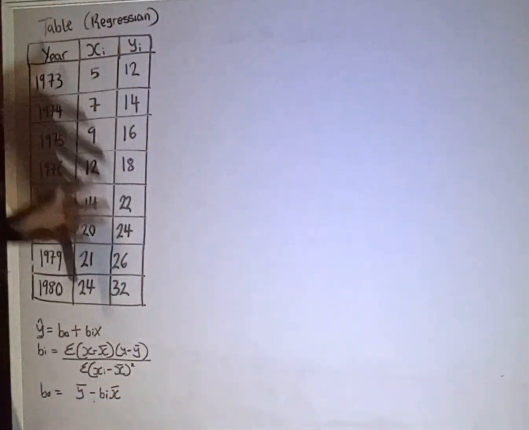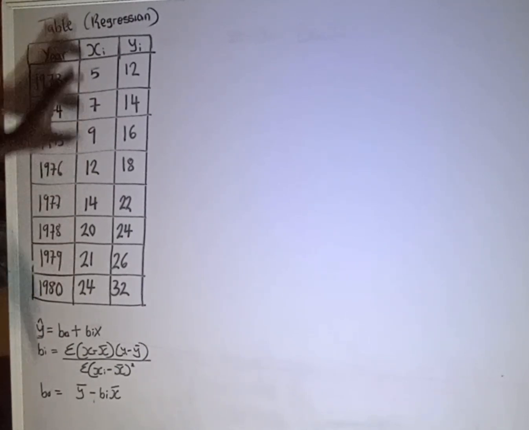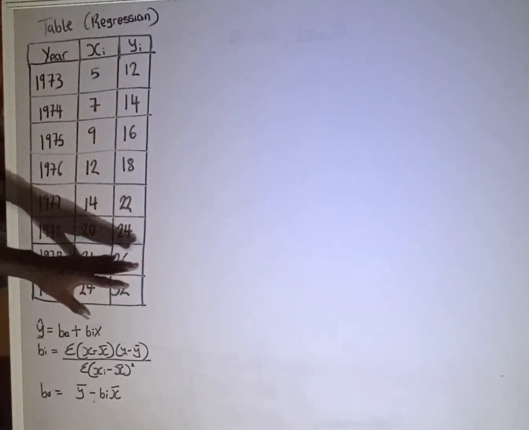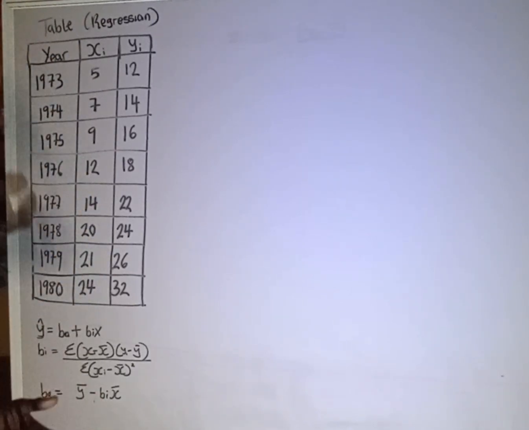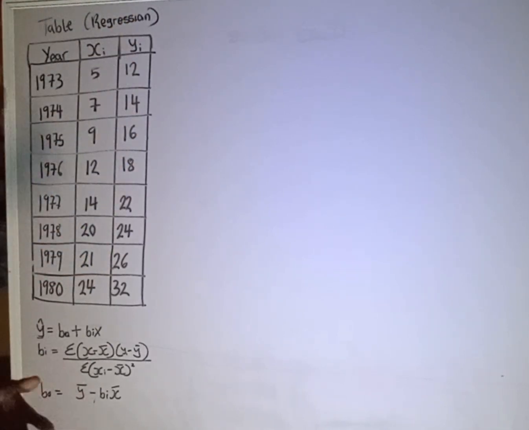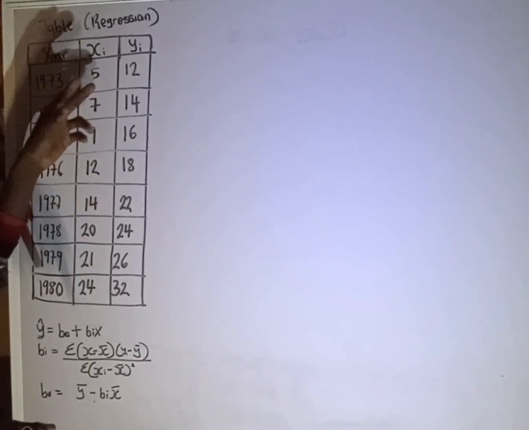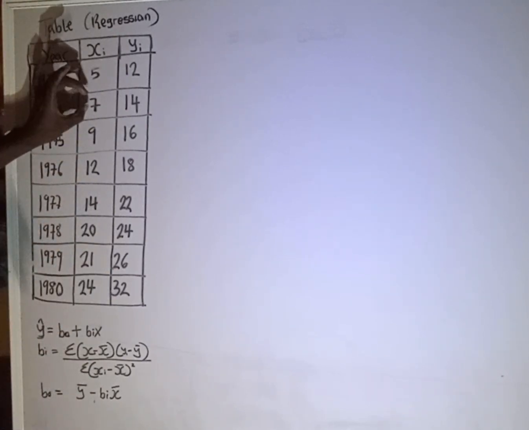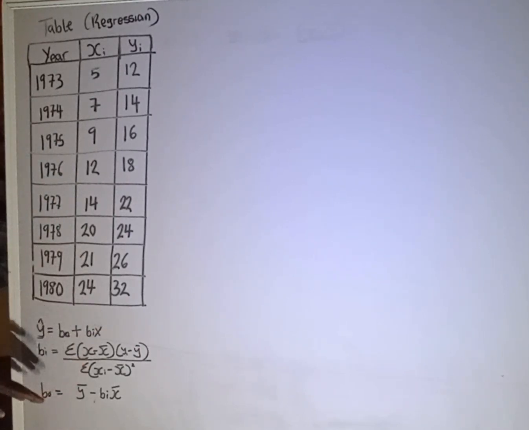So I have my table of regression as this. I have the year at this side, this is the values of x, and this is the value of y. Don't forget that the x are the fertilizers that were used in the production of the maize, and y is the output of maize, the quantity of maize that was produced. When they use 5 kilograms of fertilizer, they produce 12 of maize. When they use 7, they produce 14, and so on.